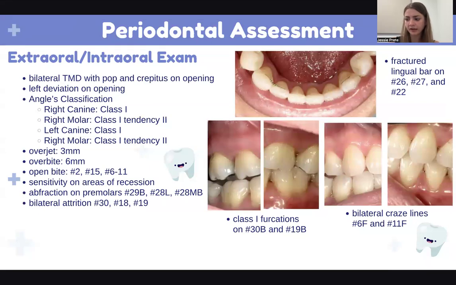During the appointment, the client reported that they clench while running uphill, as well as they are an active long-distance runner, and this clenching is what the abfraction can be attributed to. The client also had Class 1 frications, bilateral Kray's lines, and a fractured lingual bar, which resulted from traumatic bike accidents. The lingual bar had been meant to maintain the client's straight teeth after having traditional braces.